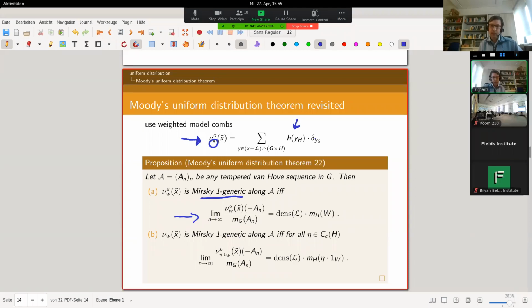And likewise, if you think of Mirsky genericity on G times H, this then is equivalent to existence of all, let's say, pattern frequencies for these embellished configurations where you attach to internal space also a weight by a C_c function h. So this is immediate from the construction if you digested the proof.